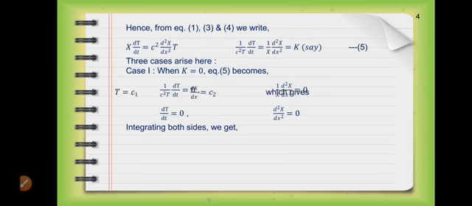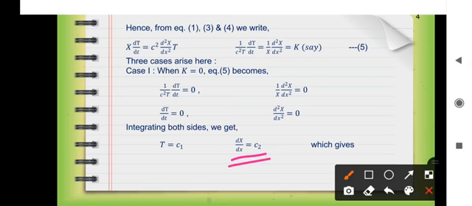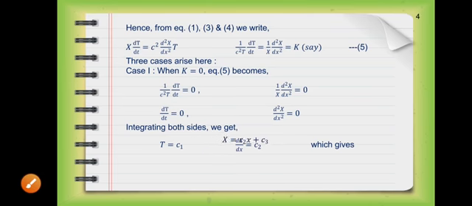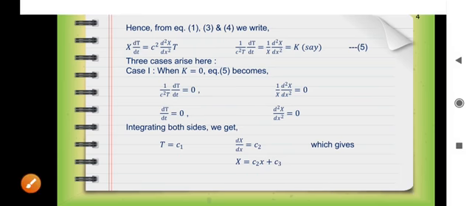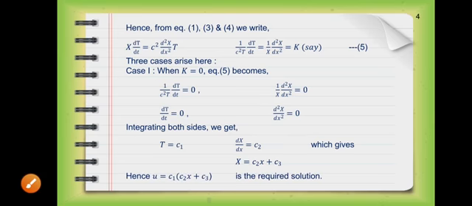Integrating, we get T = c1, and the first integration with respect to x gives dX/dx = c2. But we want the result for capital X, so we have to integrate this second result one more time. So we get finally X = c2 x + c3. Now from these two results for T and X, we can write the solution for u as u = T X, that is u = c1 (c2 x + c3). So this is the required solution where k is 0.